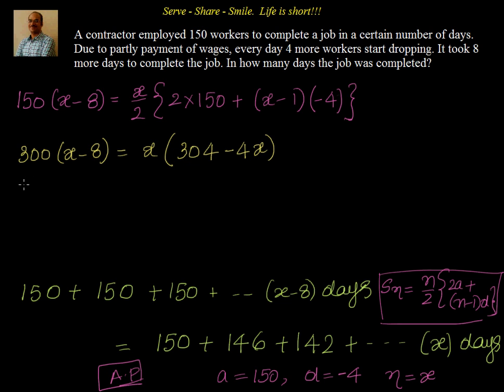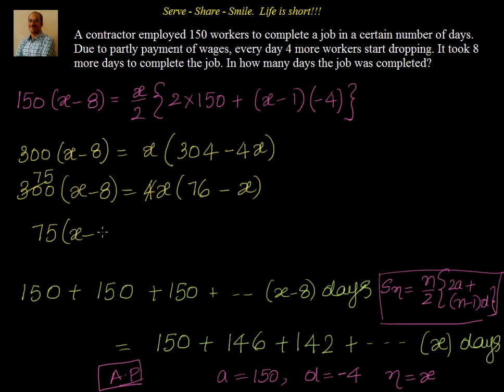I think I can take 4 common here, so I'll write down one more step. 300 into (x − 8) equal to, if I take 4 out, 4x into (76 − x), since 4 goes into 304 seventy-six times and 4 goes into 4x, x times. Now this 4 I can cancel and make it 75. So my last statement will be 75 into (x − 8) equal to x into (76 − x), which will give us the quadratic equation for which we'll find the roots.